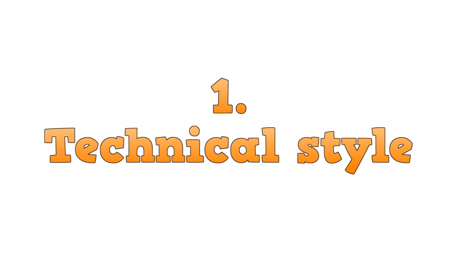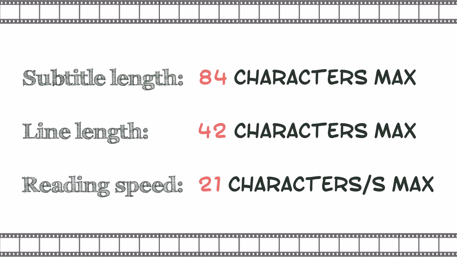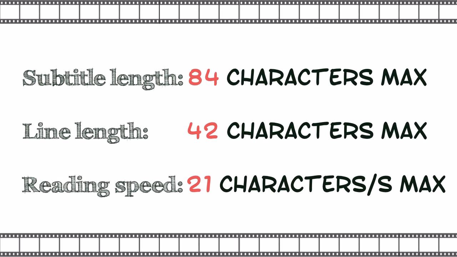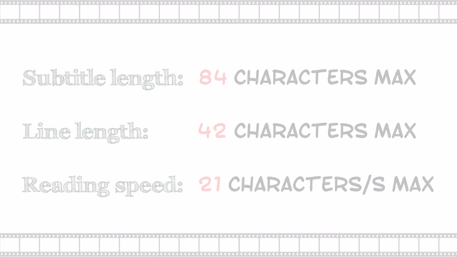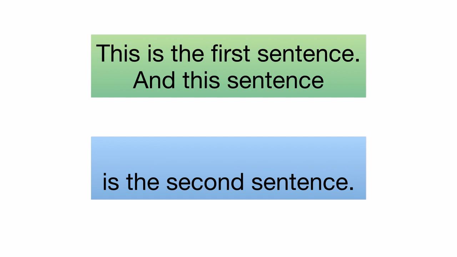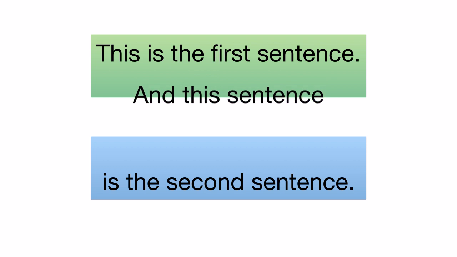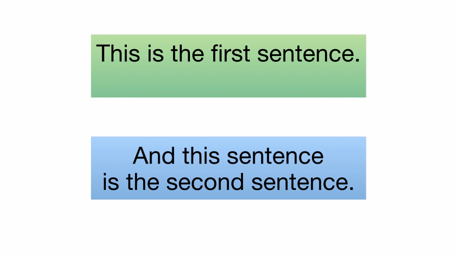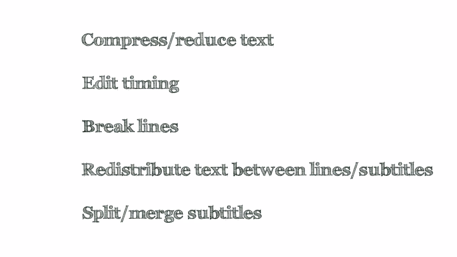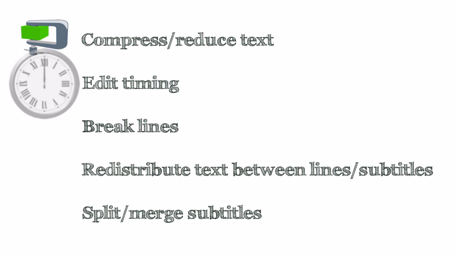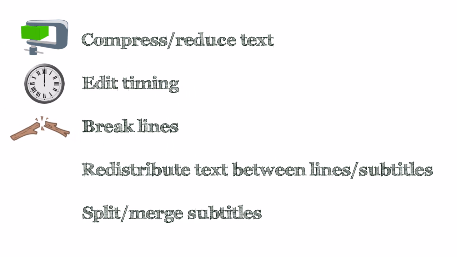1. Technical style. Make sure that all of the subtitles conform to TED's standards. Check that grammatical units aren't split up between two lines or subtitles. A single subtitle should never contain both the end of one sentence and the beginning of another. There are several techniques you can use to adjust subtitles for technical style. You can compress or reduce text, edit the timing, break lines, redistribute text between lines or subtitles, and split or merge subtitles. Let me give you a hint.